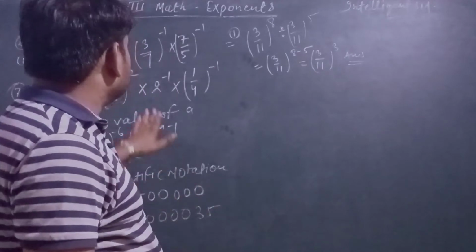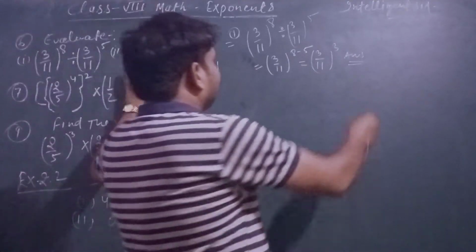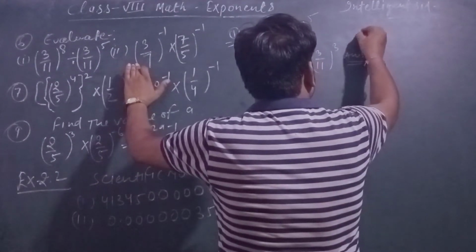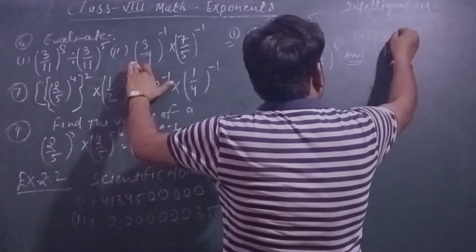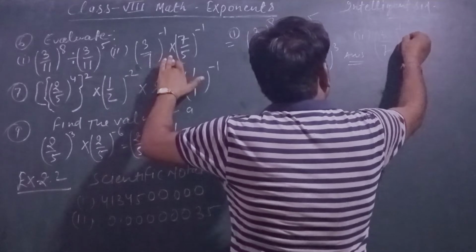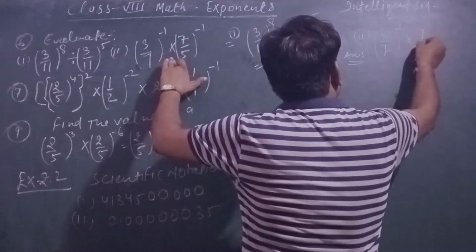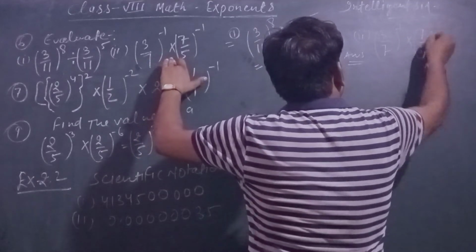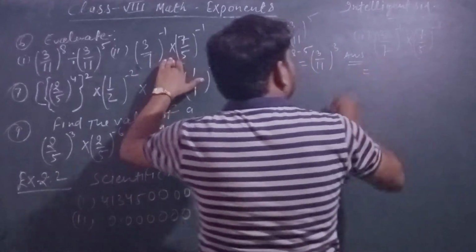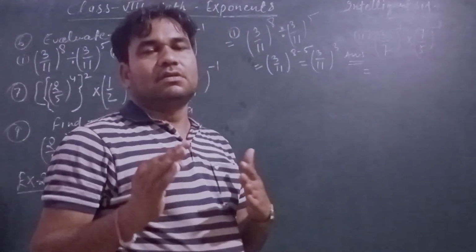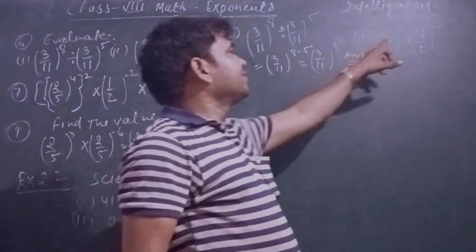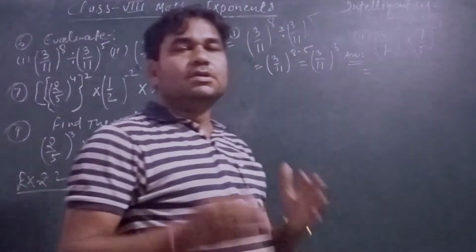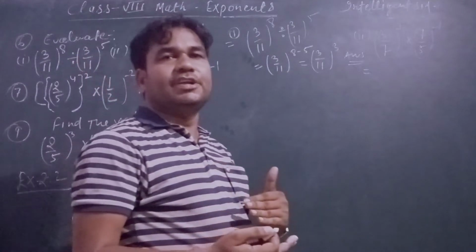And the second question, students. This is the second question: (3/7)^-1 multiplied by (7/5)^-1. So you see students, I have told you about the reciprocal. If you get a minus power, the base can be exchanged.